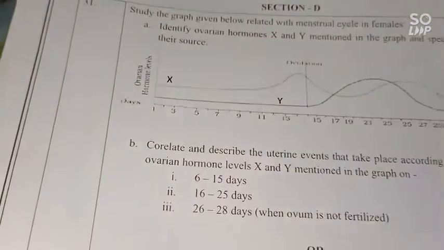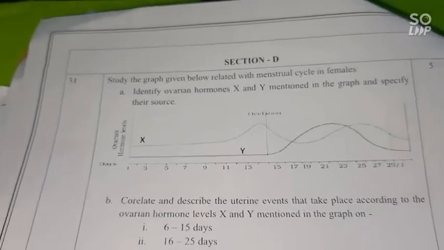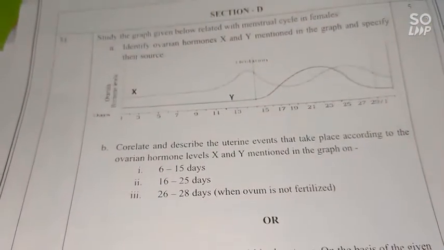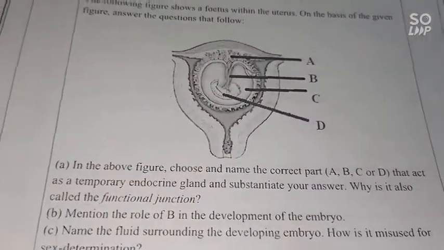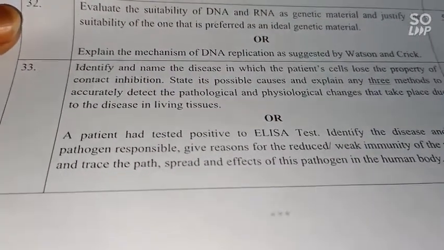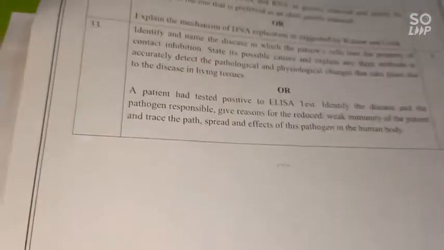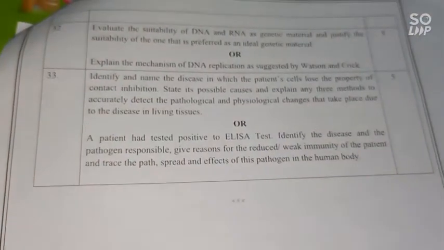So coming to section D. Section D has only 3 questions, 31, 32 and 33. Each question has an internal choice. So you could see the questions here. These are some of the questions we have. You have to answer any one out of the 2 choices given for each.